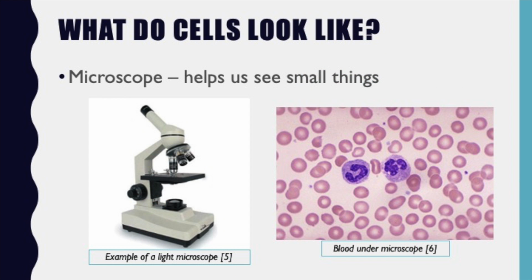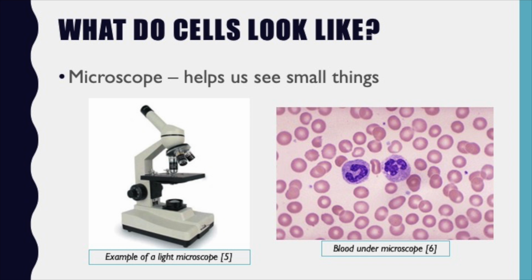So if cells are so small, how do we look at them? Well, the most common way of looking at cells is a microscope. So we see a light microscope here on the left side. You may have seen one like this before. There's also cool microscopes like electron microscopes that can see really close details of cells that we'll get to see in just the next coming slide.